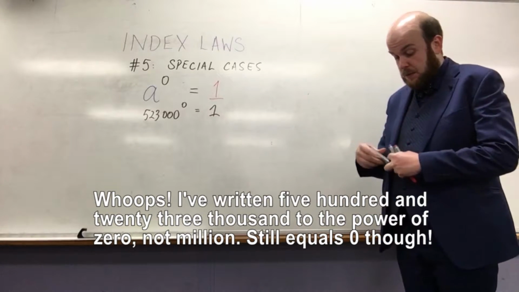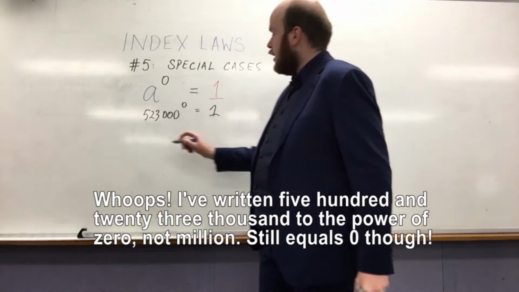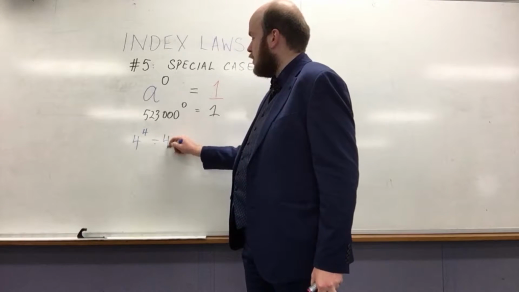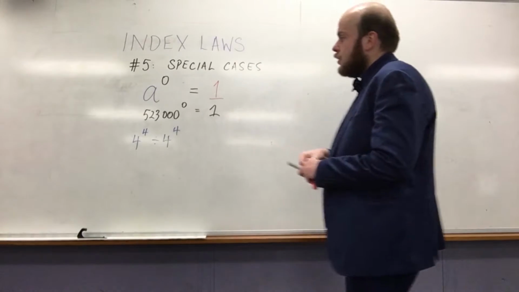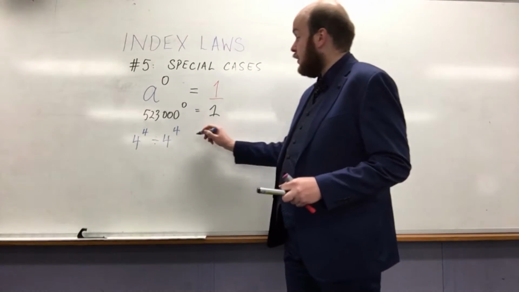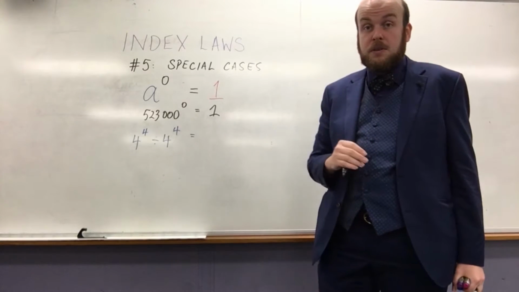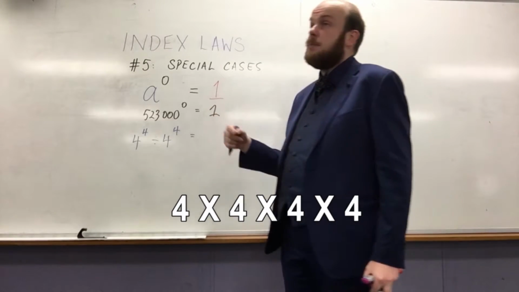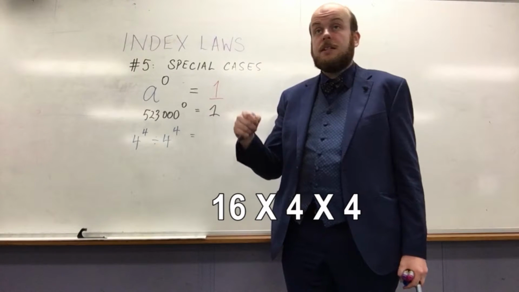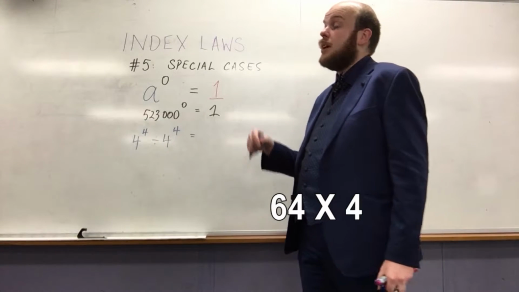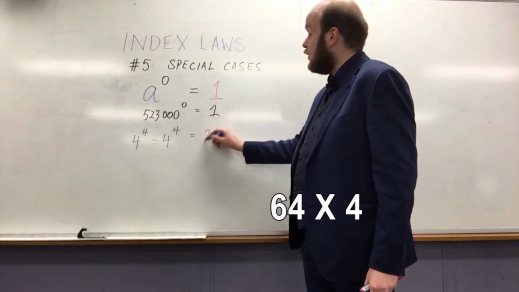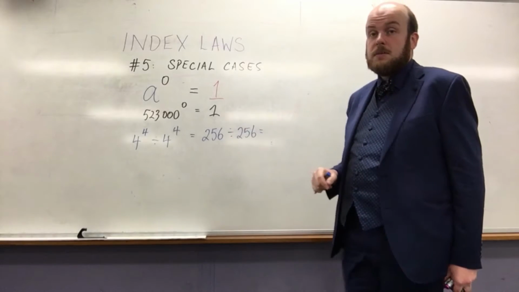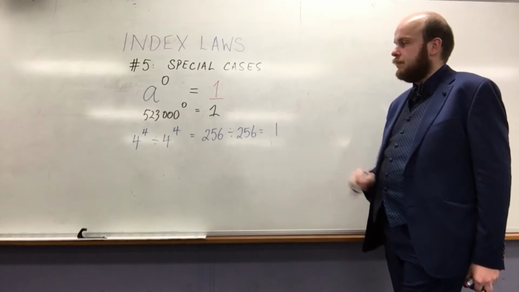Probably one of the easiest ways to prove this would be if I was to have, let's say, 4 to the power of 4 divided by 4 to the power of 4. Well, 4 to the power of 4, okay, so we have to think about what that is. 4 times 4 is 16, 16 times 4 is 64, 64 times 4 would be 256. So 256 divided by 256 would be equal to 1.